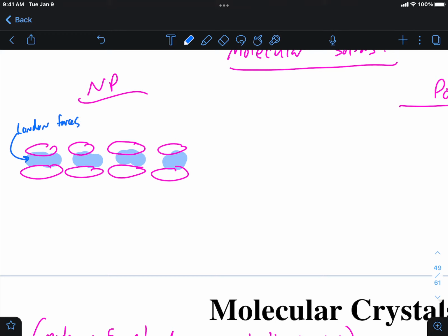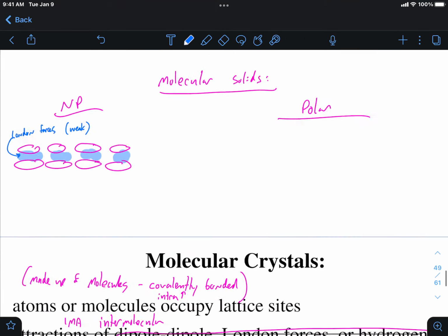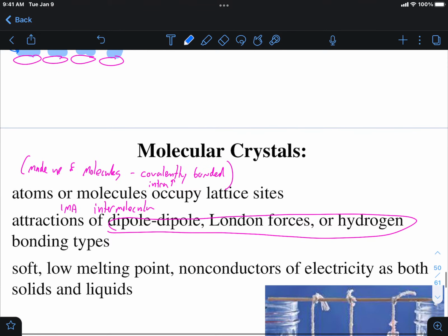So London forces hold together these molecules. Now, how do you categorize London forces, strong or weak, in the scheme of intermolecular attractions? They are weak, yeah. So, because they are weak, molecular solids are soft and have low melting points.